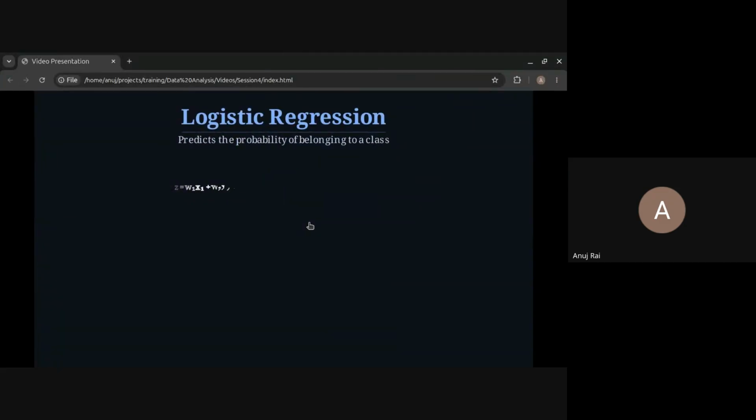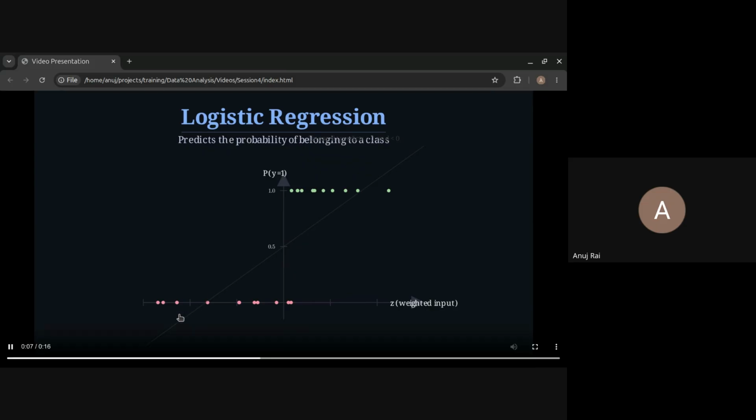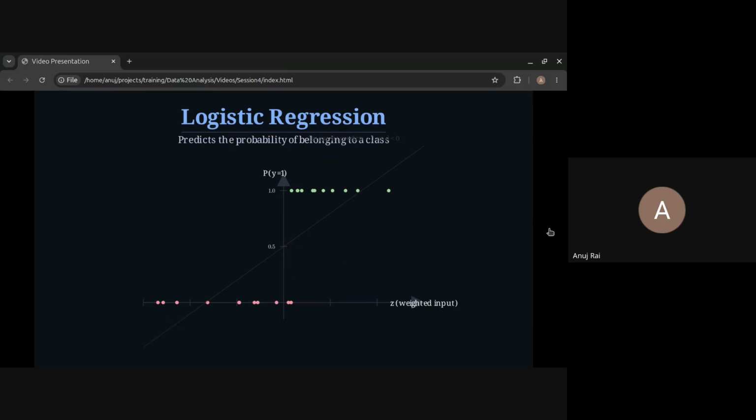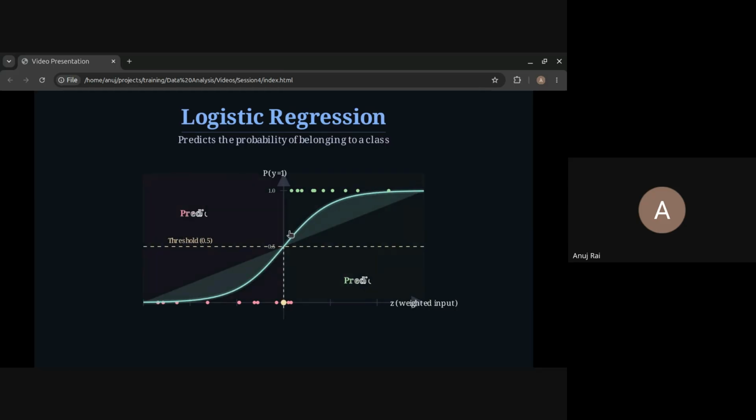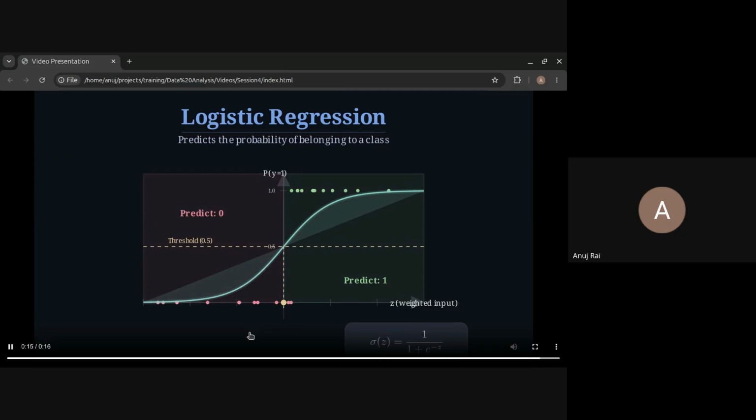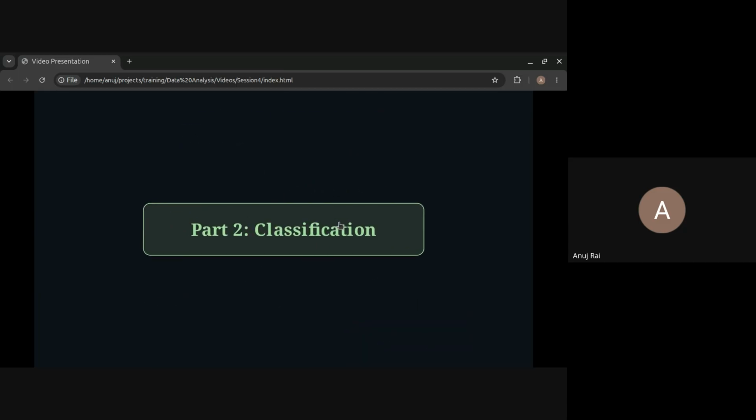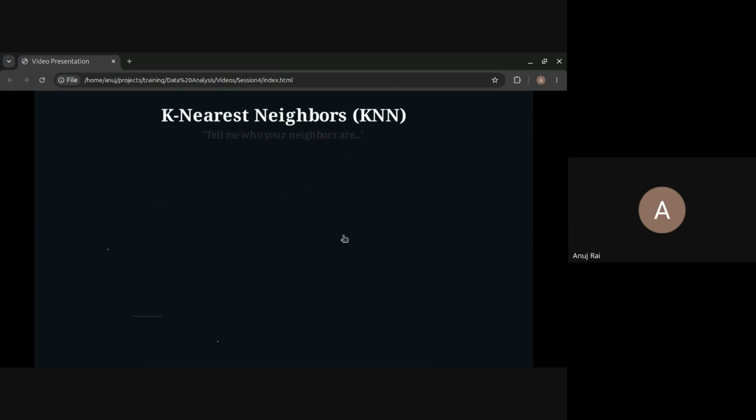Logistic regression predicts the probability of belonging to a class. Under the hood, it uses the same linear regression algorithm, but it classifies. Basically, it tries to fit the line, and based on a threshold, it tries to classify the data point into two categories.